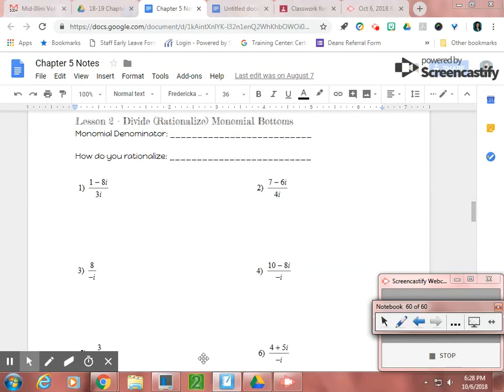When you're dividing, it's called rationalizing, and this is with monomial bottoms. Monomial means one term, so there's just one part in the bottom. And how do you rationalize? You want to multiply by i, so by i over i, because technically i over i is still just 1, because anything divided by itself is 1. So that's how you're going to get rid of this.